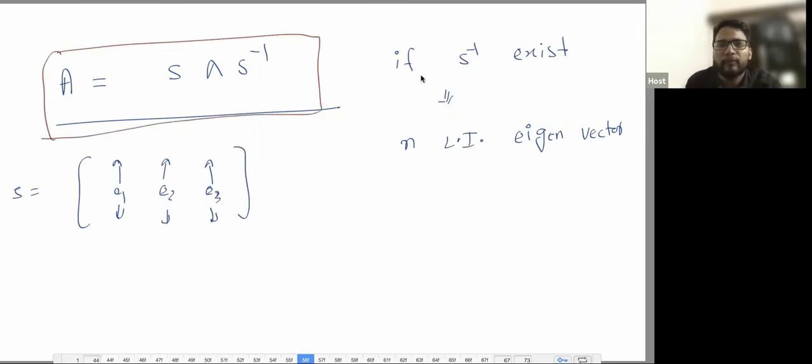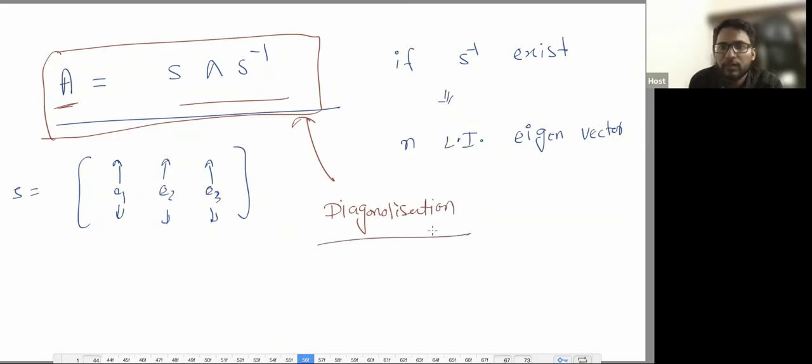For any matrix, if you have n linearly independent eigenvectors, then you can write that matrix in this form. That is called diagonalization of a matrix. They have asked it just one time in one of the options in GATE, but I have shown you that it is not very tough. You can just multiply A into S and you will get S lambda.